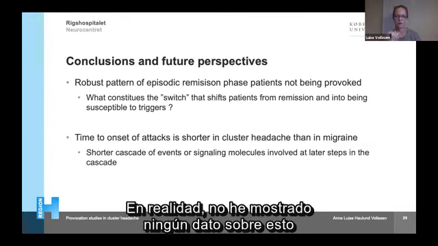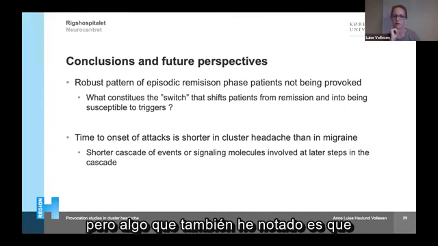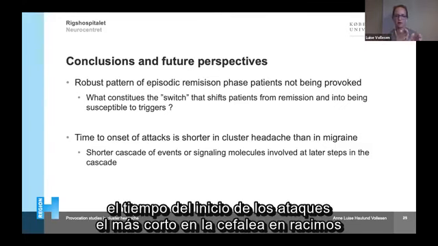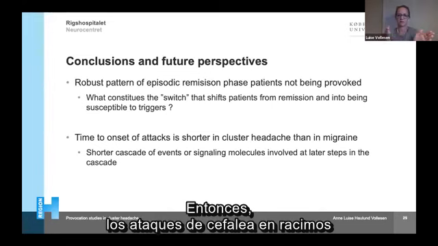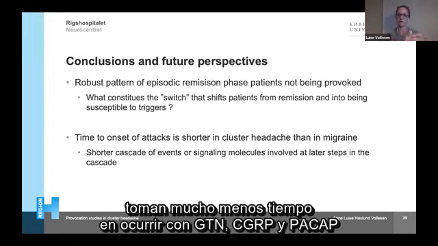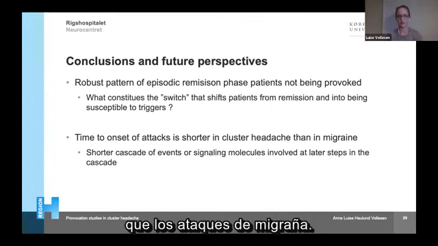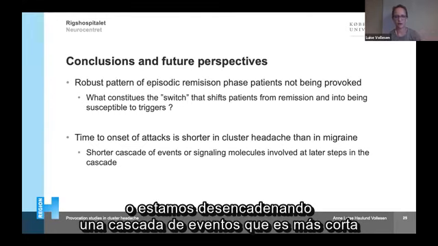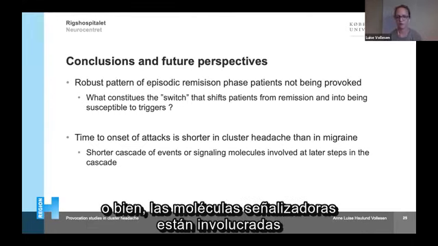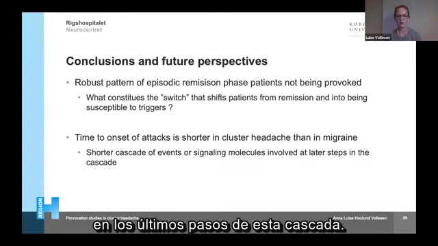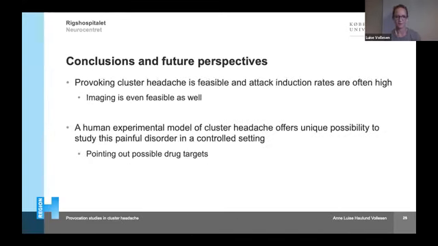I haven't actually shown any data on this, but something that I've also noted is that the time to onset of attacks is shorter in cluster headache than in migraine with the same triggers. So it takes a lot shorter time with GTN, CGRP, and PACAP for the cluster headache attack to happen than for the migraine attack to happen. So we speculate that either we're triggering a cascade of events that's shorter, or alternatively, the signaling molecules are involved at later steps in this cascade.